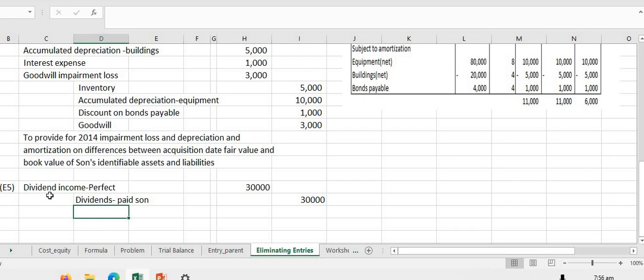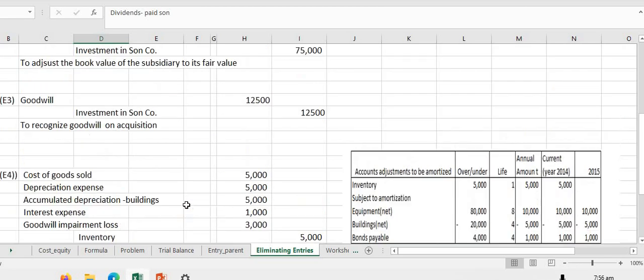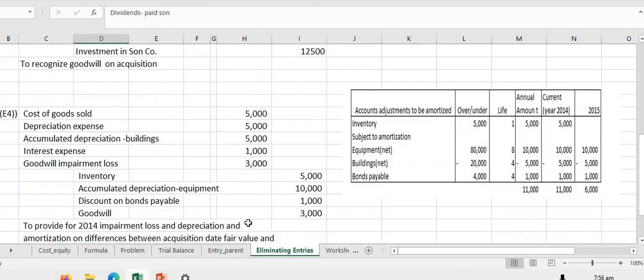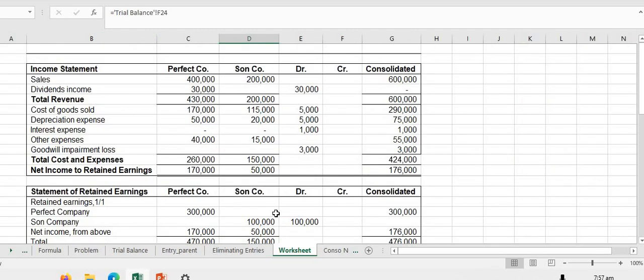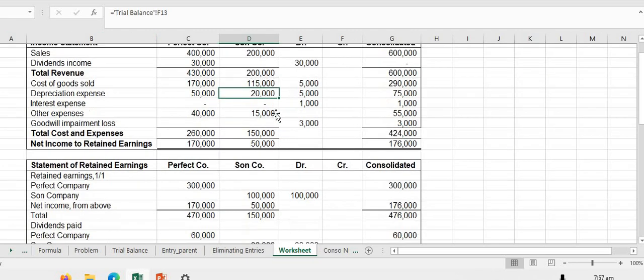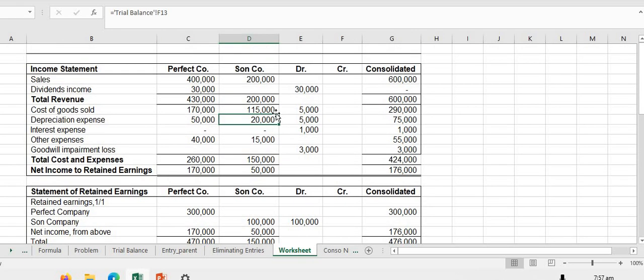So, close lang natin siya by dividing dividend income and dividends paid. So, to eliminate the dividends paid and dividend income ni parent and the dividends paid ni subsidiary. Okay? Yun siya. So, actually in our worksheet, no? So, yun yung worksheet natin, no? So, same thing pa din, di ba?